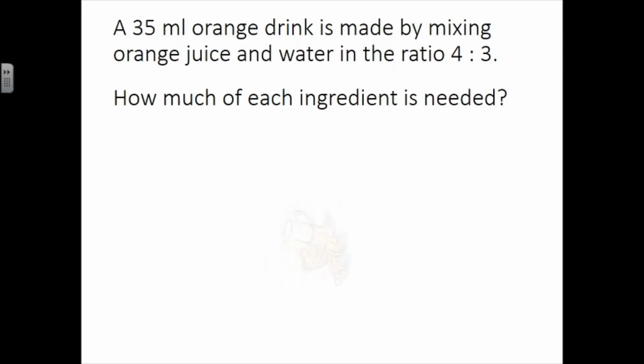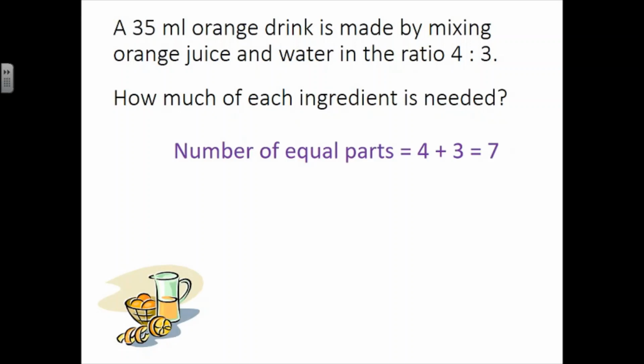Right, our second example then. A 35 milliliter orange drink is made by mixing orange juice and water in the ratio of 4:3, 4 parts to 3 parts. And that is 4 parts orange juice to 3 parts water because of the order they're mentioned in the question. How much of each ingredient is needed? Well, the same as last time, we're going to add together those two numbers, the 4 and the 3, 4 parts and 3 parts, to find that we get 7 equal parts.